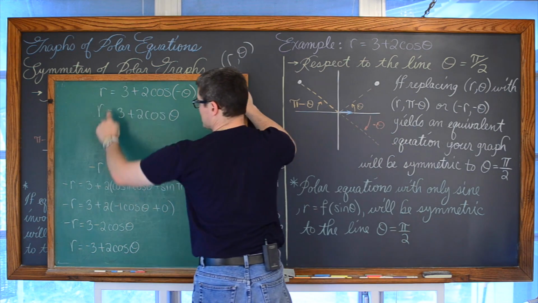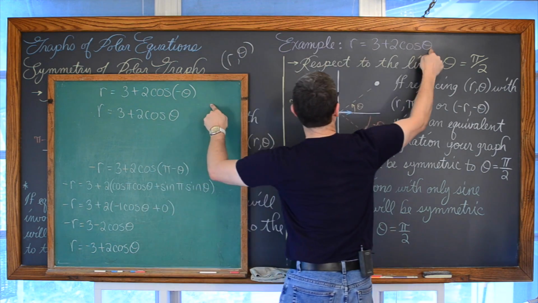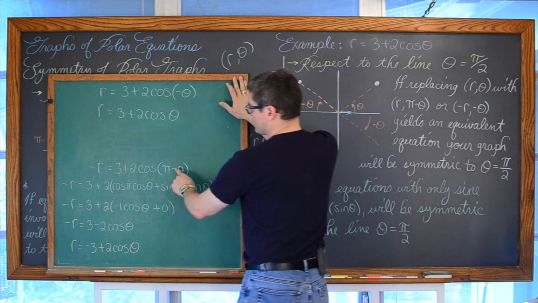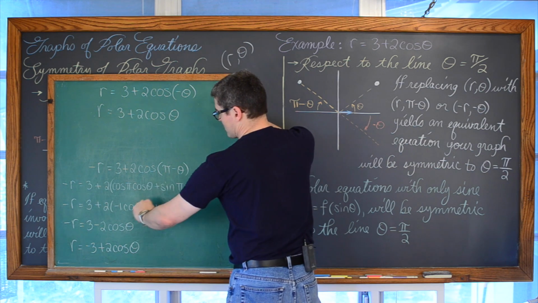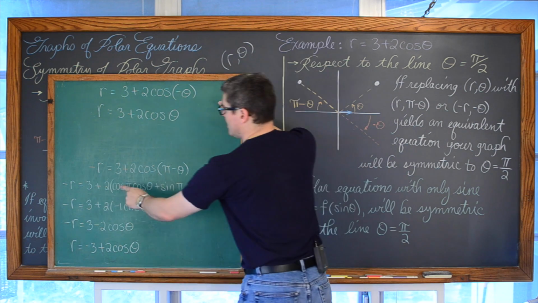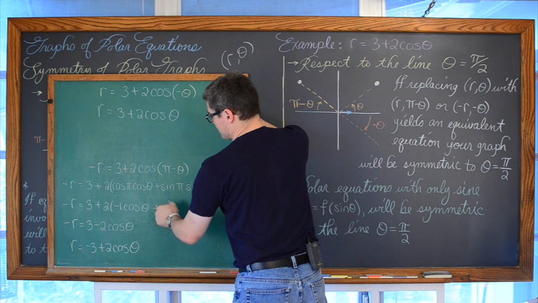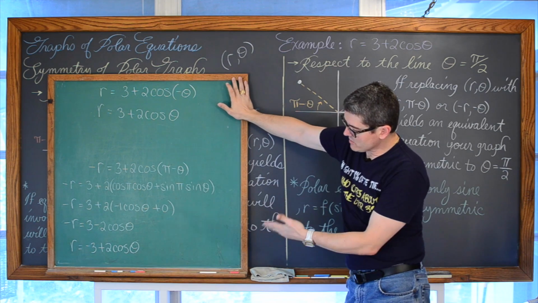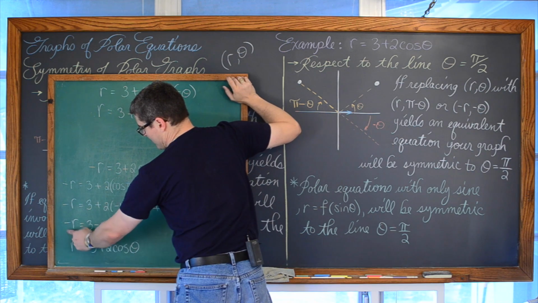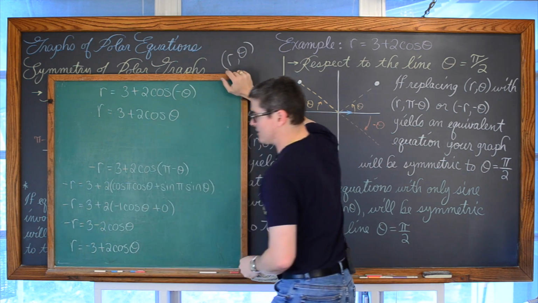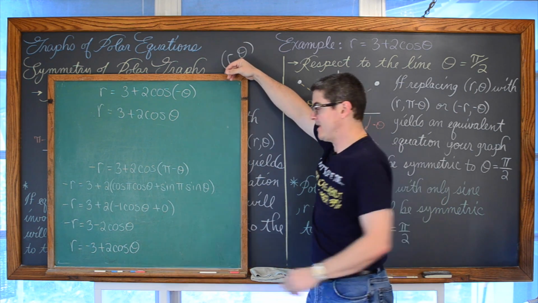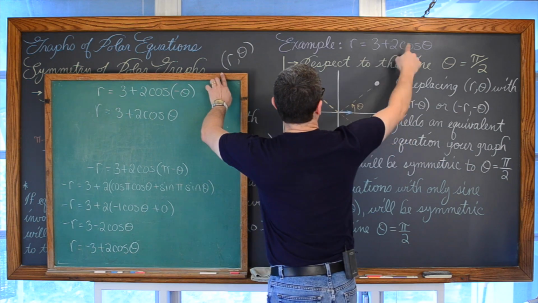Now if I take out r and replace it with negative r, and take out theta and replace it with pi minus theta, and then use the difference identity for cosine to expand and then start to simplify, the cosine of pi is negative 1 and the sine of pi is, well, 0. You see here as we continue to simplify, we have to divide everything by negative 1, we get r is equal to negative 3 plus 2 cosine of theta. And that does not look the same as this.